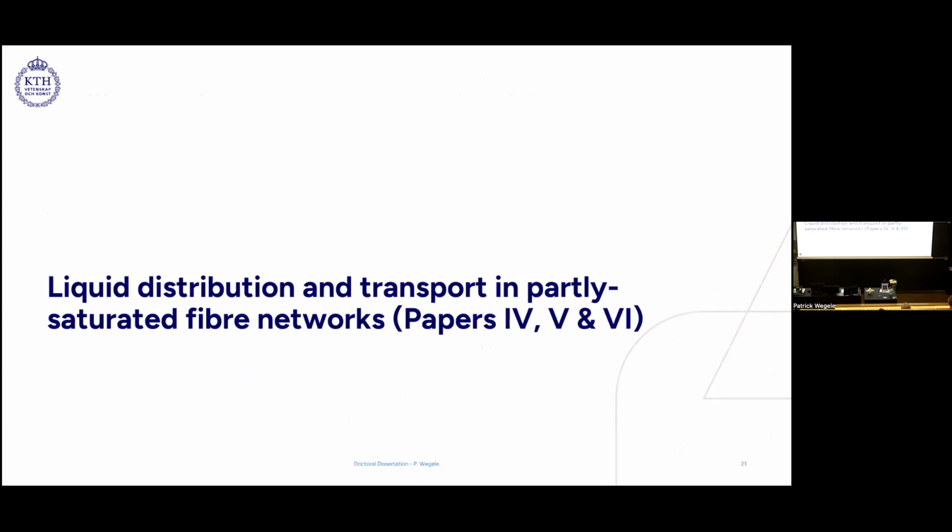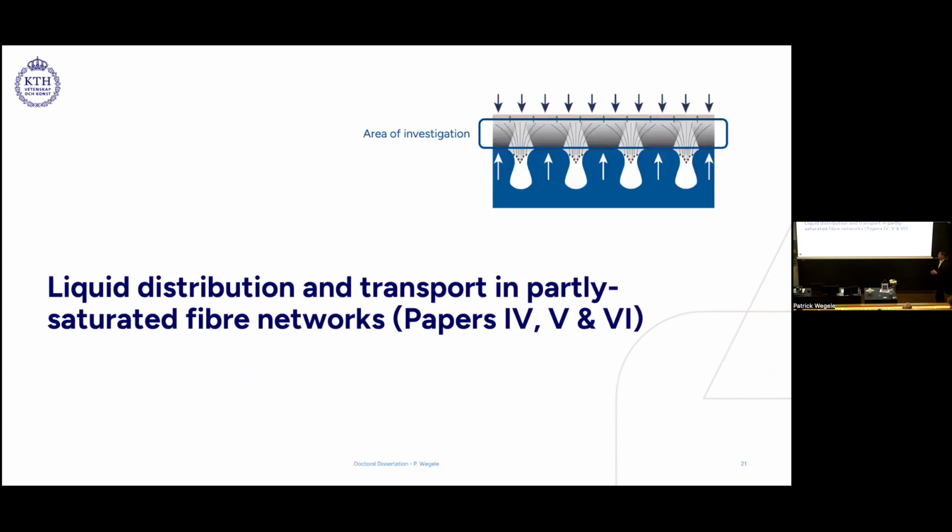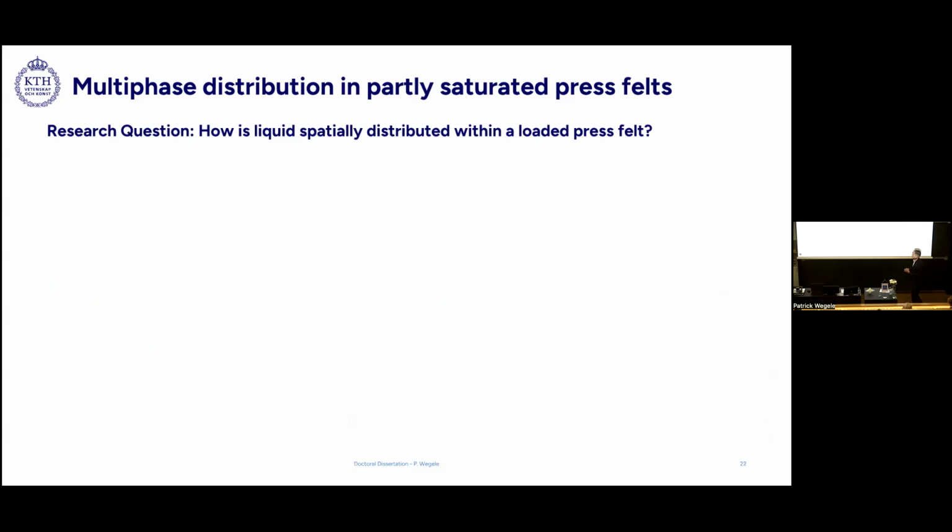And besides these stress variations in the press felt, we were also interested in the liquid transport through the press felt. And that was a matter of study in papers 4 to 6. So at first, we were interested in the partly saturated state, because previously we were investigating the saturated state. Now we're looking at the partly saturated state. And as the press felt is a porous media, water can be stuck everywhere. So we wanted to study where the water in the press felt is in the partly saturated state.